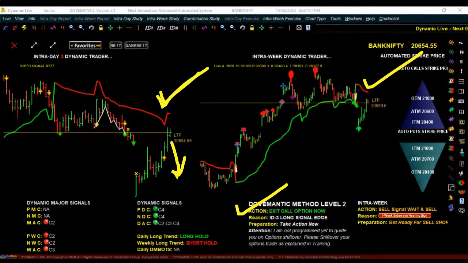But in some cases, what will happen is the intraday 3 long signal is supporting, the intra-week long signal is supporting, but the dynamic system level 2 trading method is not supporting. As per that, we are supposed to be holding a long position, let us say. So when that happens, now there is a mismatch, isn't it? Because the dynamic system is not supporting. You're planning to buy a put option and it says you're supposed to be holding a long position. So once again, now there is a mismatch.